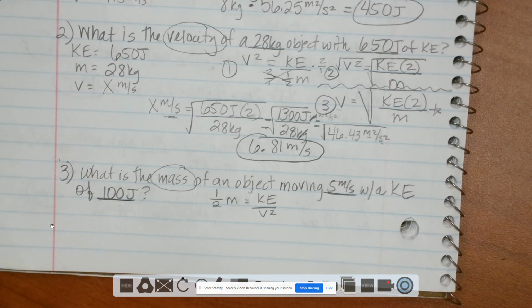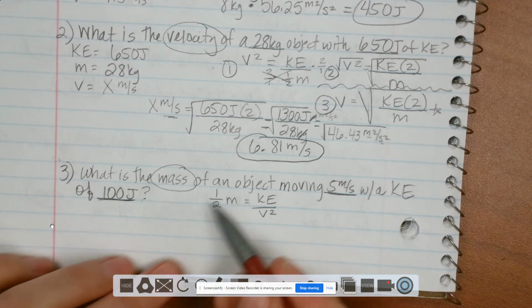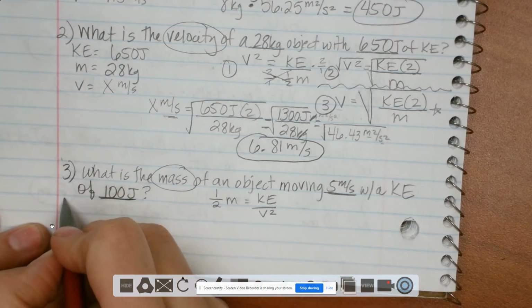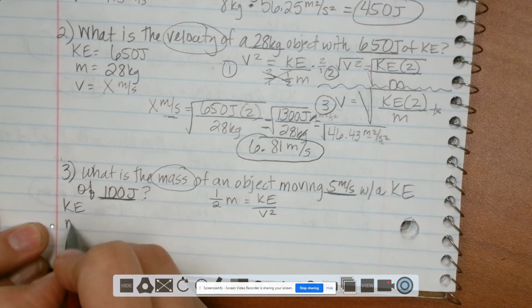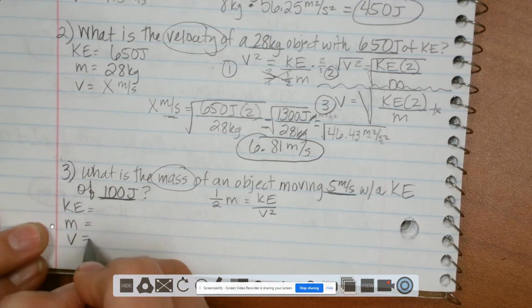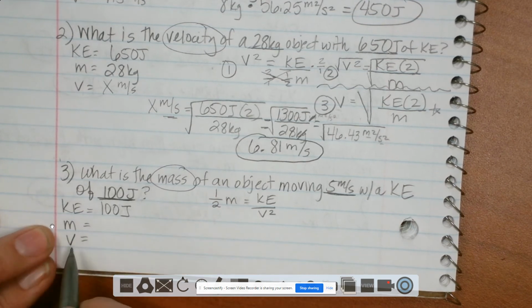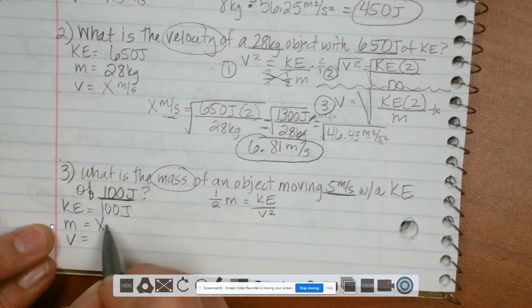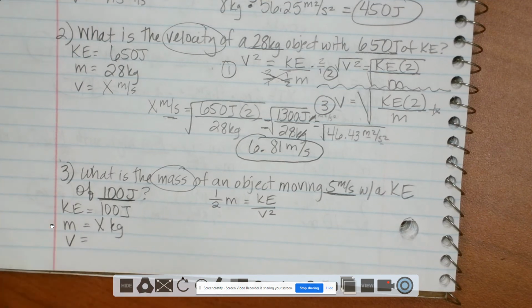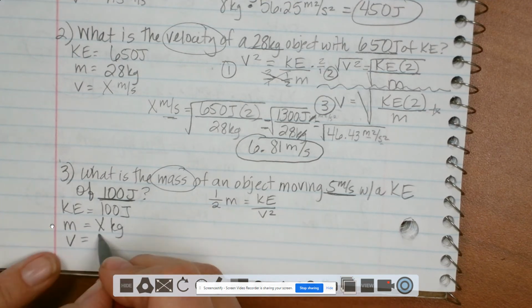All right, so in this, before we plug in everything, I want to put down our variables so we have them. KE, mass and velocity, kinetic energy, mass and velocity. So this time we have 100 joules as our kinetic energy. Our mass is not given to us, so that's going to be what we're looking for, x kilograms. And our velocity is 5 meters per second.